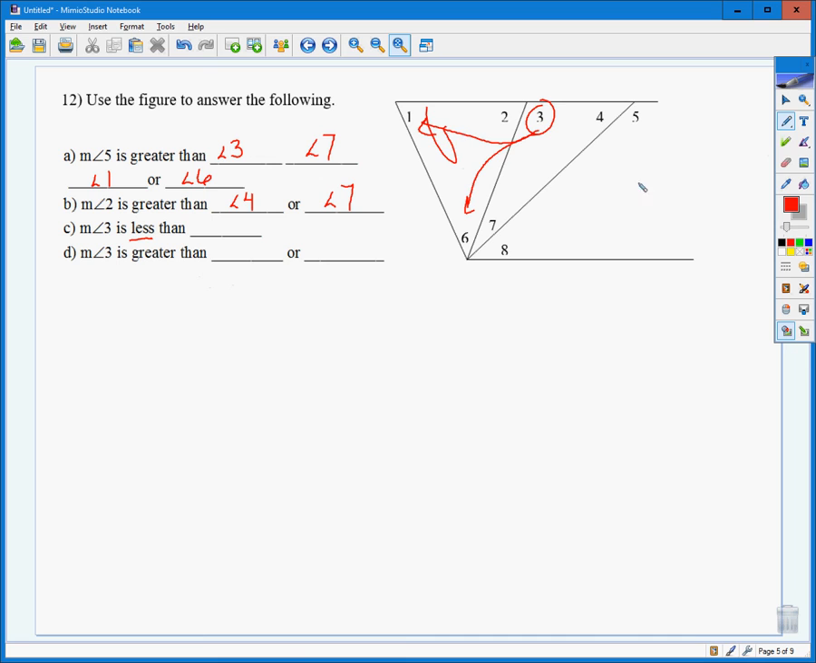What is it less than? Angle 5 is an exterior angle, so angle 3 is less than angle 5. And if I look at the next part, it says, what is it greater than? So it's an exterior angle of this one, and it would be greater than 1 or 6.